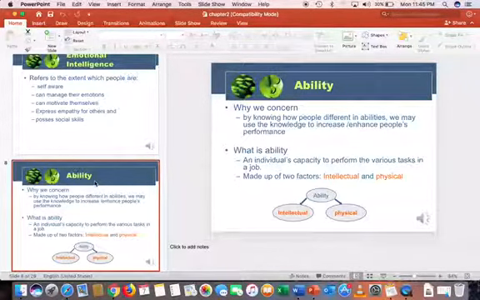Ability means what? An individual's capacity to perform the various tasks in a job.